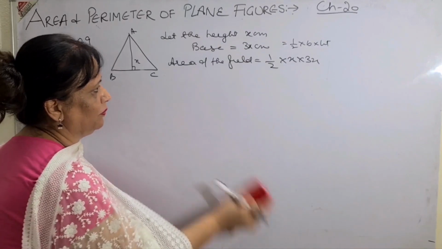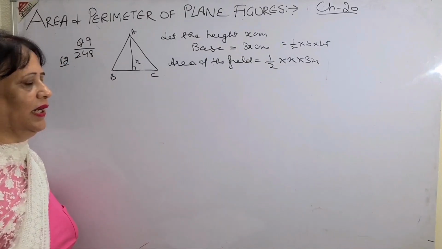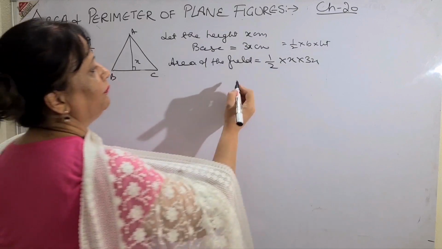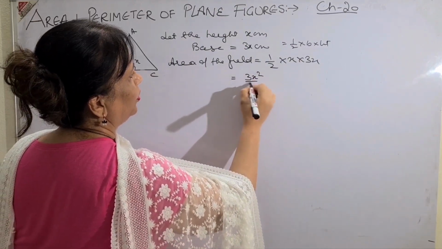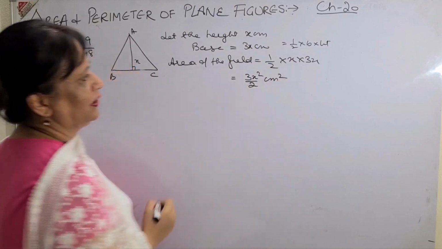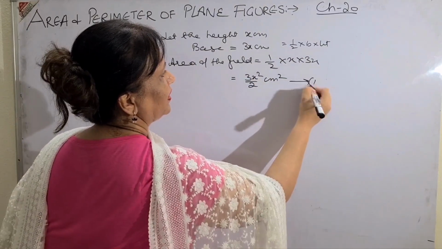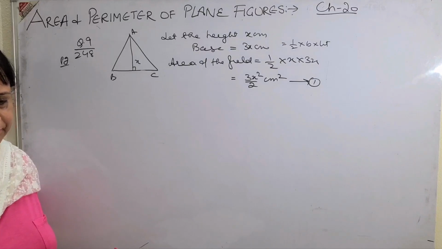Since time is short, I am not going to mention the formulas again and again. I have told you, without writing the formulas you will not go further. So the area is 3x square upon 2 centimeter square. This is my first equation. I got it from the first line.